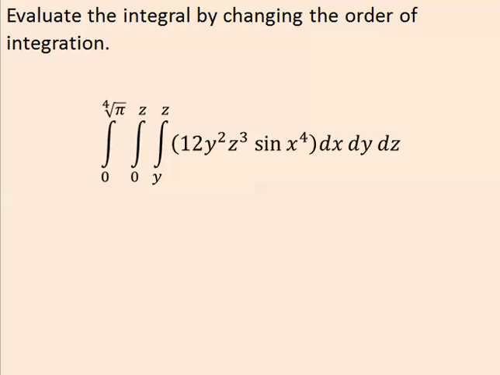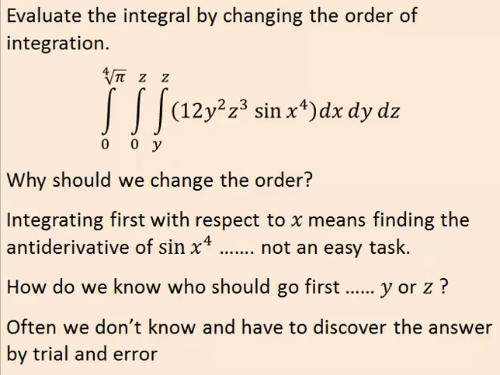Alright, so we want to evaluate by changing the order of integration. Well, first of all, why should we? If you look at the integrand, we would have to first integrate with respect to x. We'd have sine of x to the 4th. Yuck. Well, if x shouldn't go first, who should? Y or z? Well, we don't know. We would really only be taking an educated guess. I'm going to guess y because I see y squared, and I know that the antiderivative of y squared is y to the 3 over 3. And that might help me with my x to the 4th. So who knows? But we will try it.